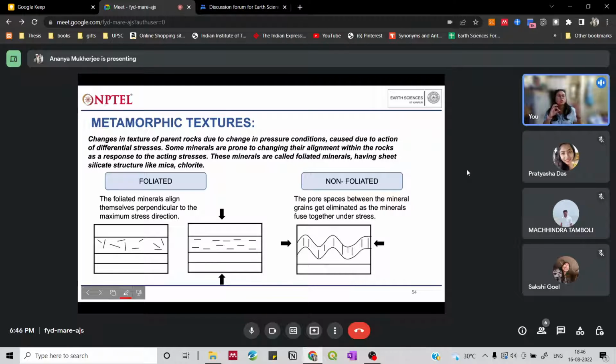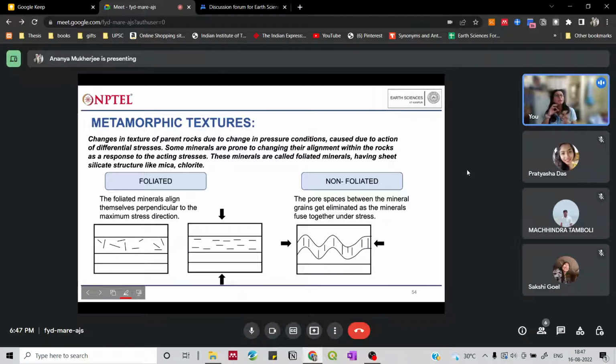You have pressure or stresses acting on the parent rock. Now this stress is not uniform. If you have horizontal stresses and vertical stresses, all these stresses are not uniform, and this kind of stress is called differential stress. Due to this differential stress, the alignment of the minerals changes.